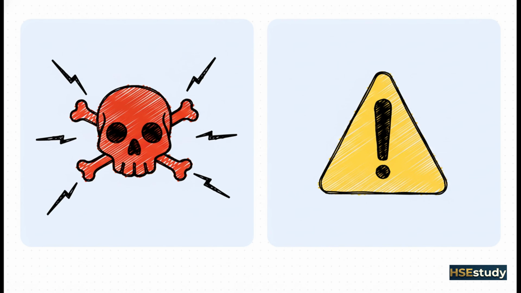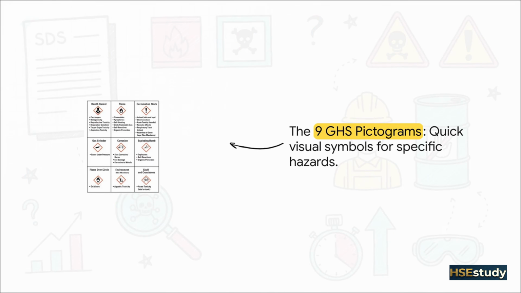Now here's the key rule. A chemical can have a whole bunch of different hazards, but you will only ever see one signal word. If even just one of its hazards is bad enough to get the word danger, then that's the only word you're going to see. And this is where the GHS system really shines. These 9 pictograms are like a universal language for hazards. They're designed so you can understand the danger in a split second, no matter what language you speak.